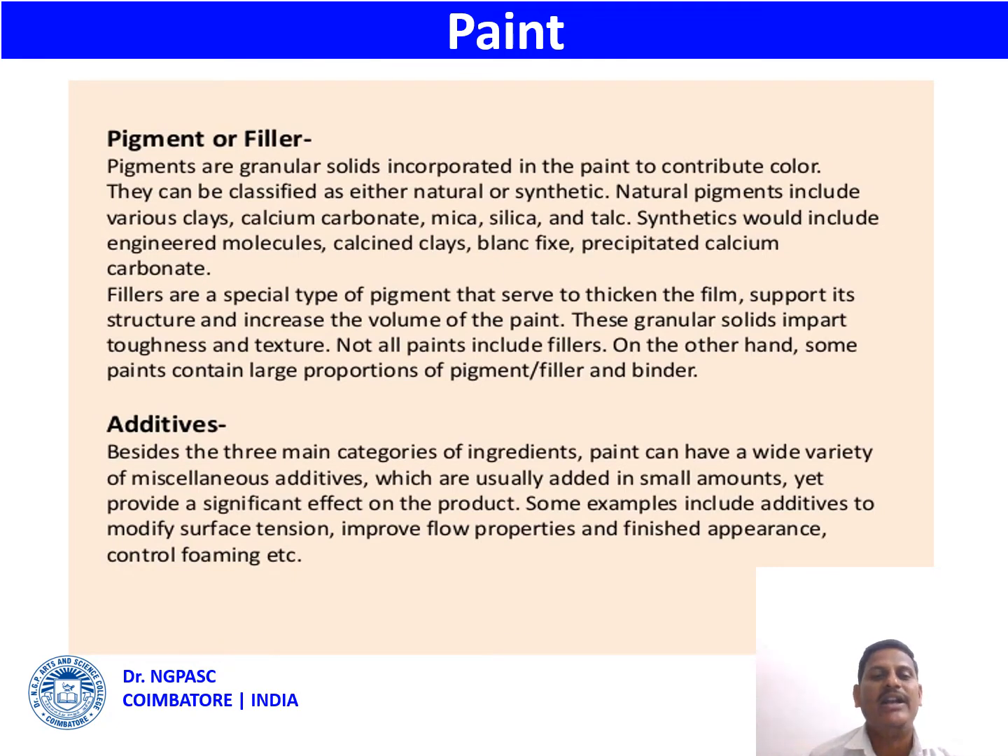The next ingredient is the additives. There are a variety of additives. The main purpose of adding additives is their significant effect on the product. Some common examples of the general role of additives are to modify surface tension, improve flow properties and finished appearance. Another important purpose is to control foaming, etc.